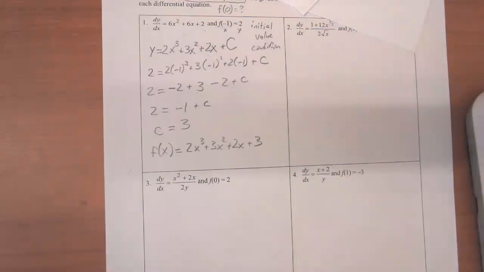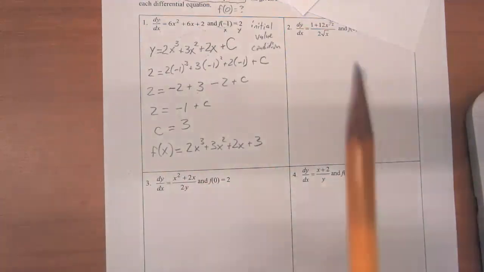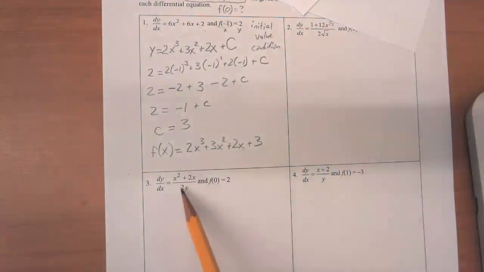So in this case, we have that dy dx is equal to x squared plus 2x over 2y. And we also know that f of 0 is equal to 2. So this is a differential equation. We're talking about the derivative of this thing. But what's different about it? Well, we've got both x's and y's over here.